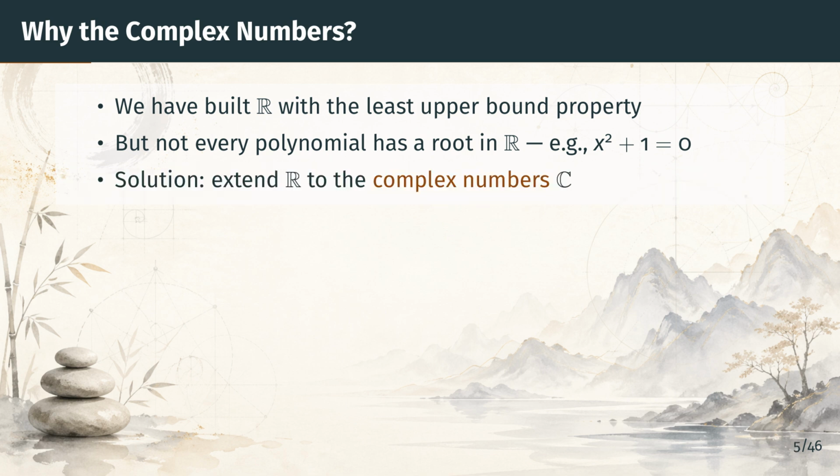The solution is to extend the real numbers to a larger number system, the complex numbers. Rudin's approach is elegant. He defines complex numbers purely as ordered pairs of reals with specific arithmetic rules. No mysterious square root of -1 is assumed to exist. Let's see how this works.